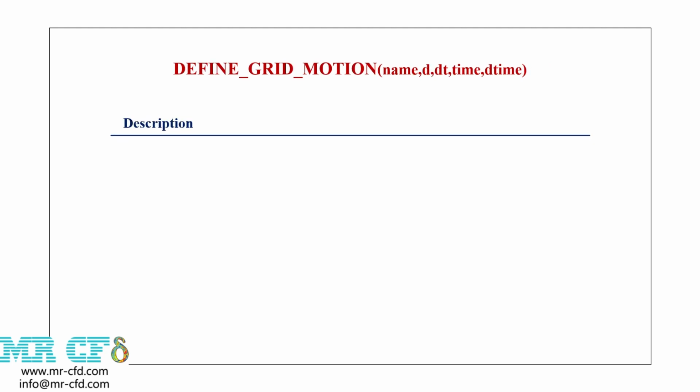In another example, we examine the define grid motion macro. This macro is used when we intend to control the movement of a boundary based on the position of the geometric nodes that constitute it. That is, we control the movement of each node independently and separately.